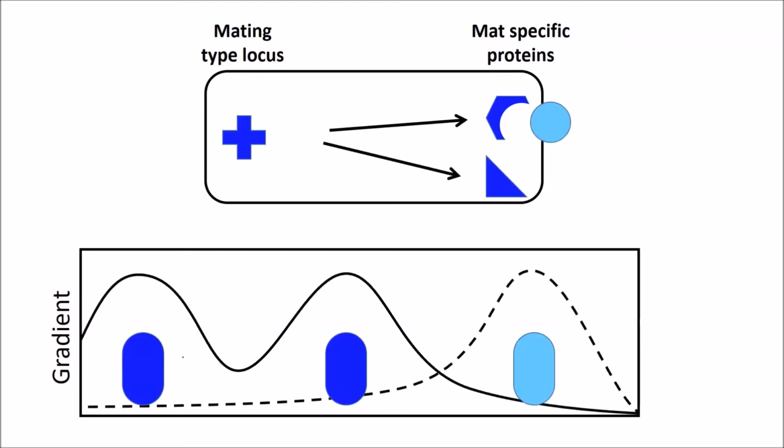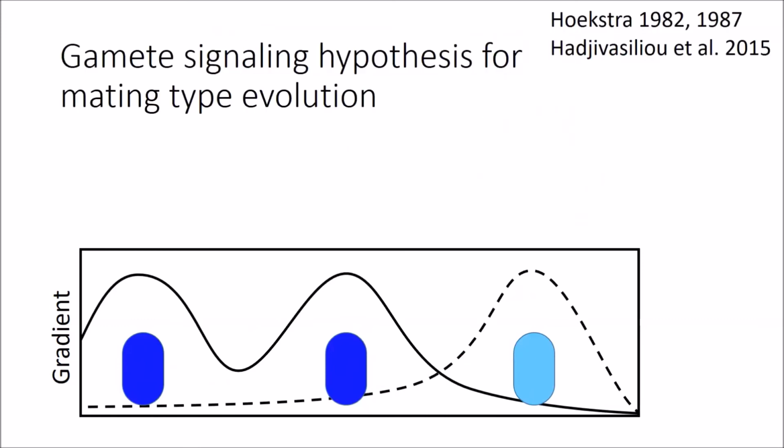If we would have a system with 2 separate pheromones, they could just ignore their own pheromone and only respond to the one which is of opposite type. They can just follow the gradient, and where the concentration is highest, that's where they should find a compatible mate. So this is one of my 2 favorite hypotheses of why mating types might have evolved in the first place.